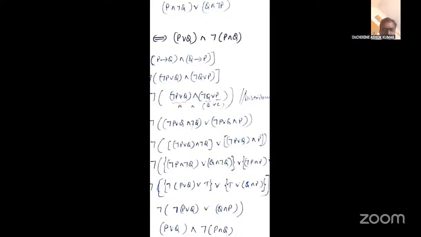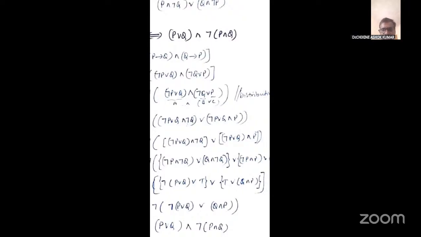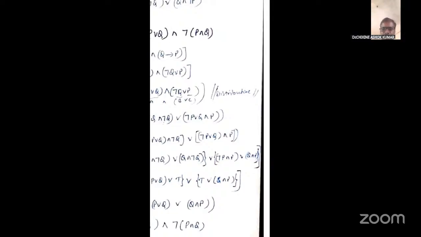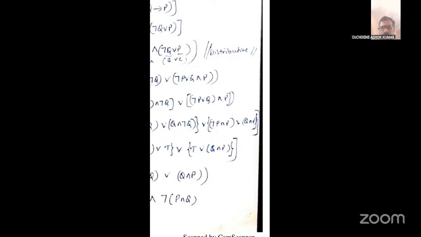So this is a negation of negation P intersection Q union Q intersection negation Q union negation P intersection P union Q intersection P. Okay. So this is negation P and Q, negation P intersection Q union Q intersection negation Q, and here negation P intersection P union Q intersection P. So it will become negation of P union Q.